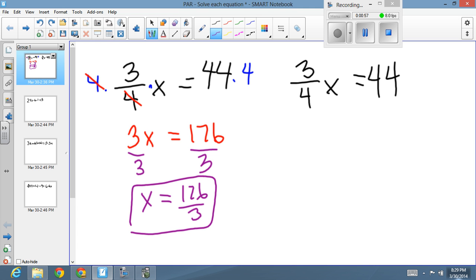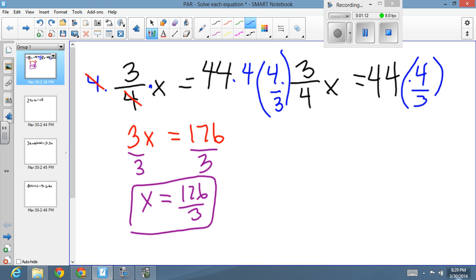if you look at doing this in one step, okay, it's basically multiplying both sides by 4 and then dividing both sides by 3 at the same time. So really we're just multiplying by 4/3, because 4 cancels with 4, 3 cancels with 3, and on the left side I just have x. On the right side I have 44 times 4/3, which once again, if you multiply across the top you get 176. Multiply across the bottom, you get 3.